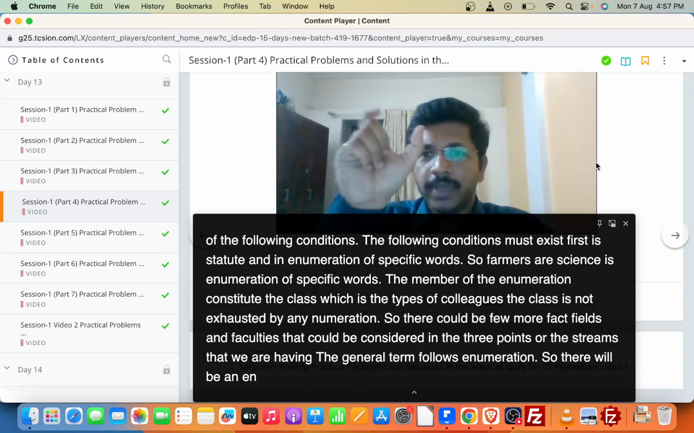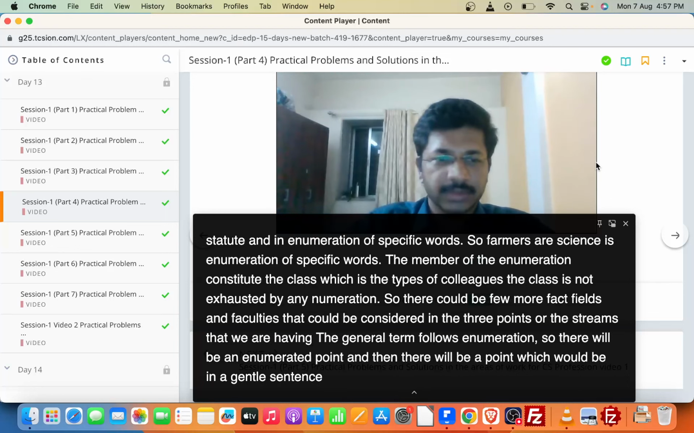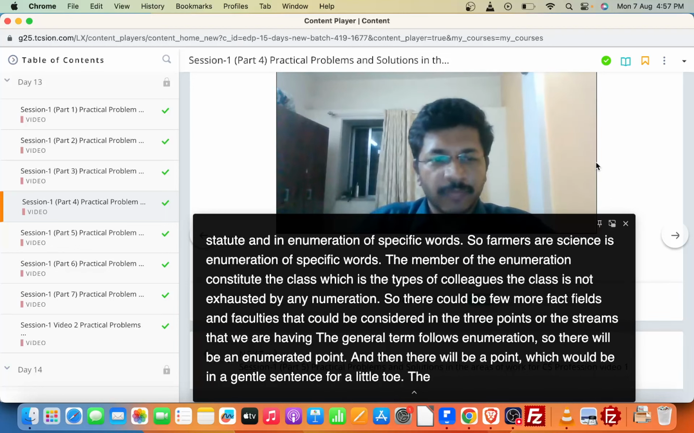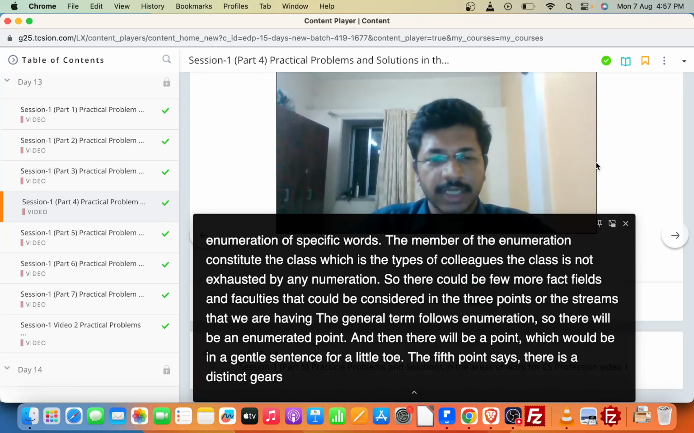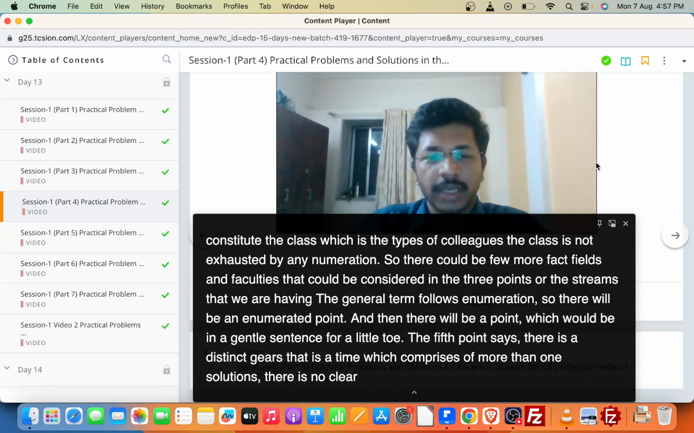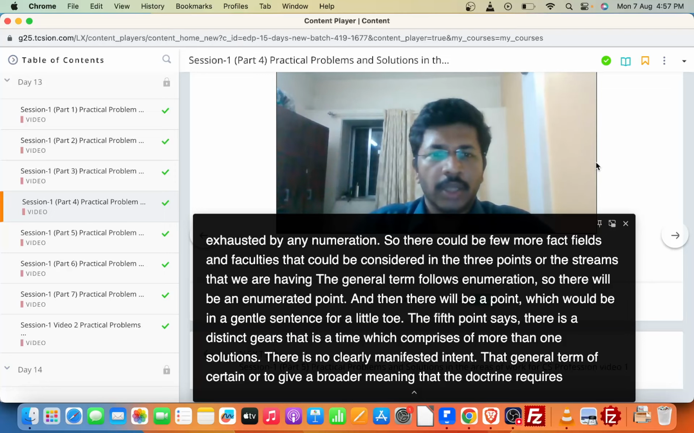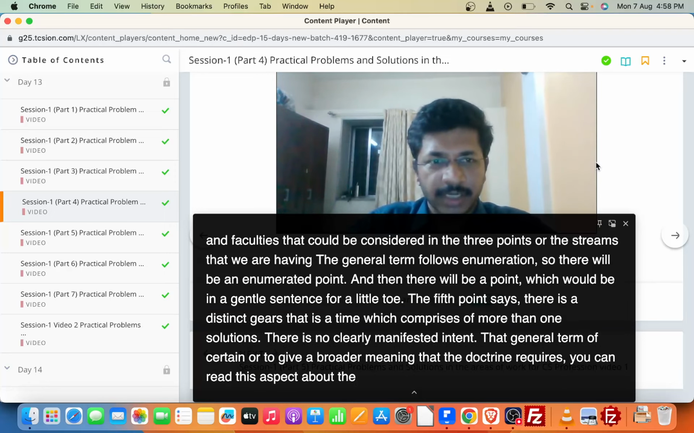So there will be an enumerated point and then there will be a point which would be in a general sentence or a general term. The 5th point says there is a distinct genus, that is a type, which comprises more than one species. There is no clearly manifested intent that the general term be given a broader meaning than the doctrine requires. You can read this aspect about jus cum generis later on.